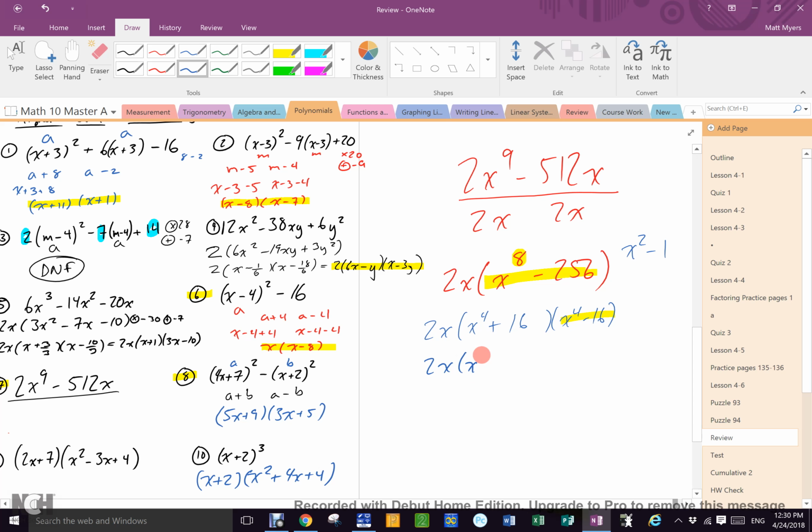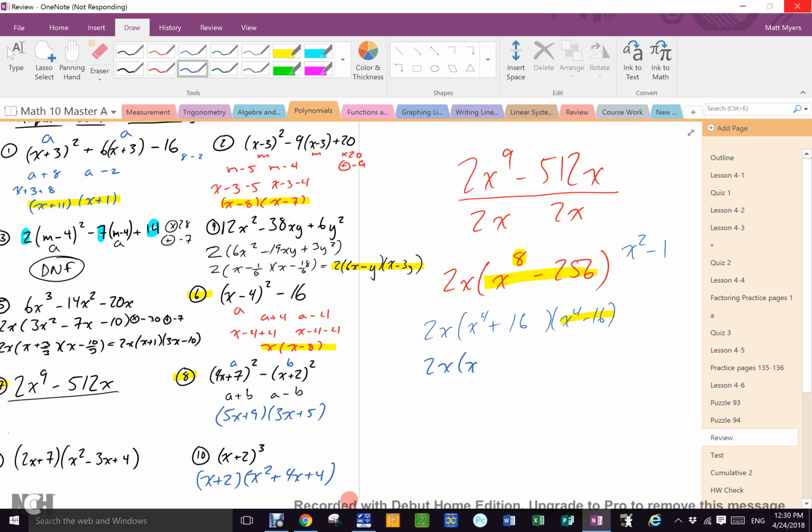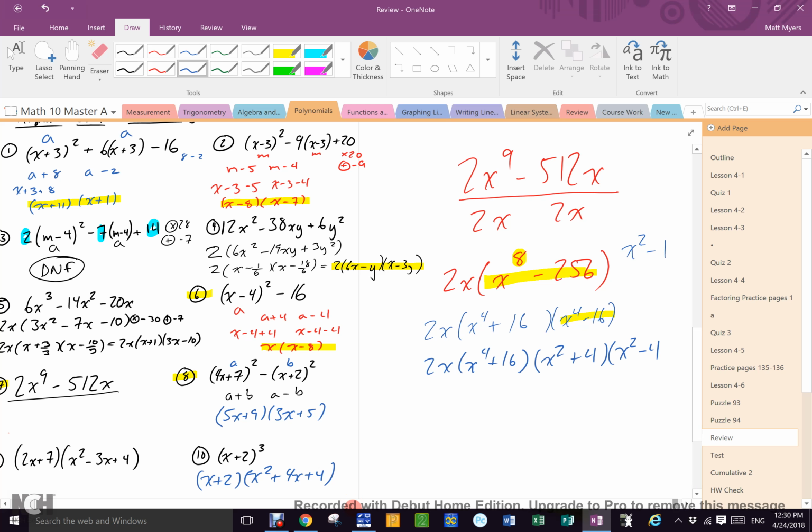Square root the first one, what is it? X squared plus 4. Square root the second one. X squared minus 4. Now what does that give me? Another difference of squares. Why? Because x squared has a square root and 4 has a square root. Sooner or later it'll show up. There we go. 2x times x to the 4th plus 16, x squared plus 4, x plus 2 and x minus 2.